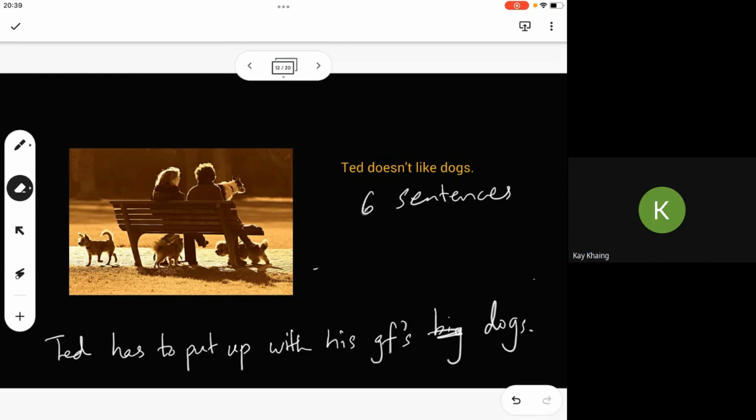Yes, sir. Ted doesn't like dogs. He had a bad experience with a dog when he was young. Therefore, he is scared of dogs a lot. Susan is a girlfriend of Ted who loves dogs a lot. This evening, they walk together near her girlfriend's house.